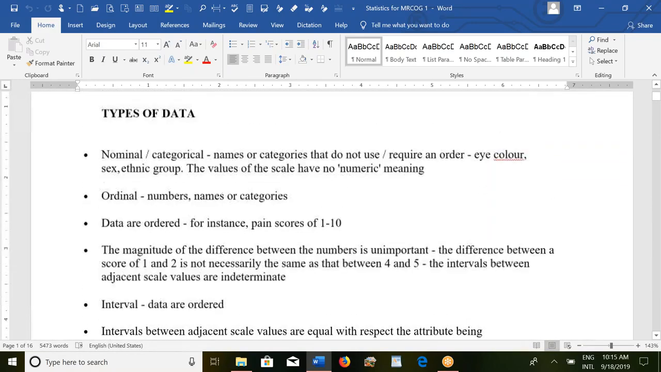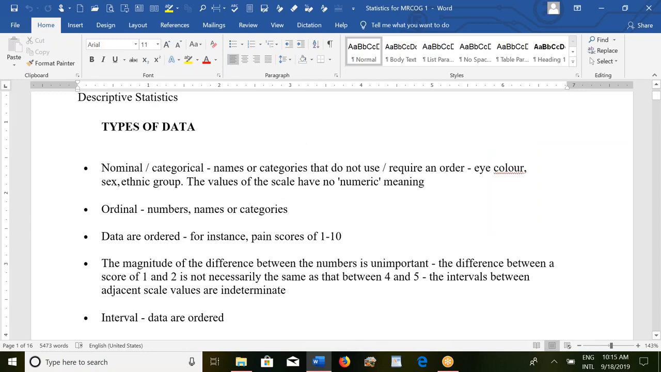Okay, so what is nominal data? Remember that nominal data is also called categorical data. It means names or categories that do not require an order, in which the same things should not be in a sequence. For example, eye color. You know that they can be different. Some people will have brown eyes, others will have black or blue eyes. So we don't have to say that brown eyes will be number 1 and then black eyes. It doesn't work like that.